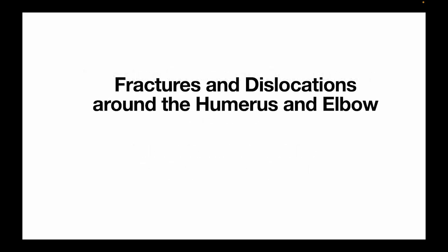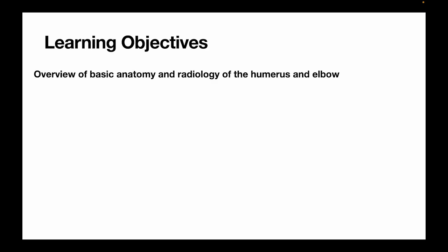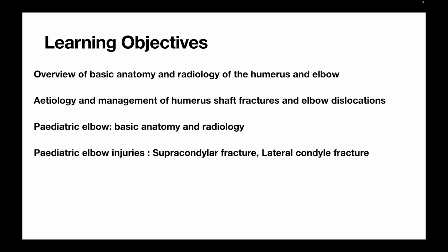In this video, I will talk about the humerus and the elbow injuries. The learning objectives are to have an overview of basic anatomy and radiology of the humerus and elbow, etiology and management of humerus shaft fractures and elbow dislocation, basic anatomy and radiology of pediatric elbow, and a detailed note on common pediatric elbow injuries, the supracondylar fracture and the lateral condyle fracture of the humerus.